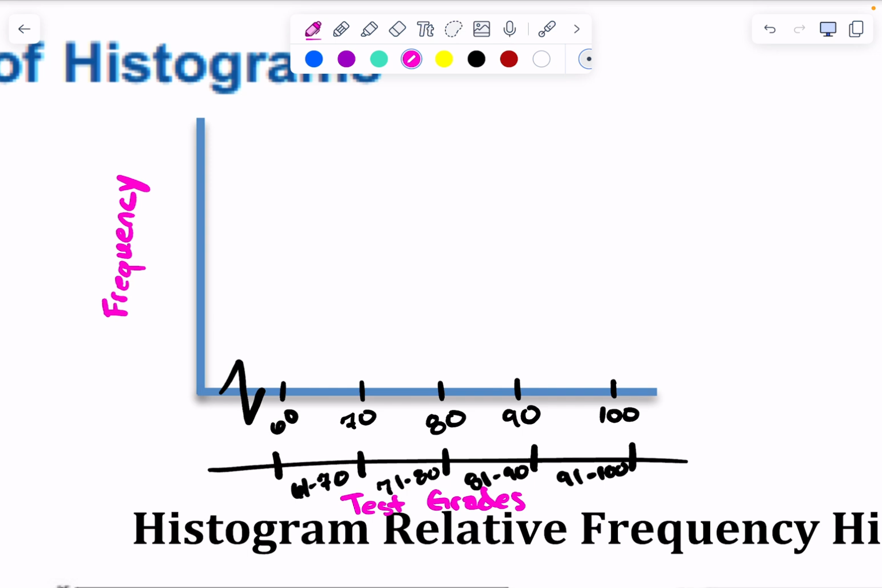Axes. Axes. Why is there not an axis? I don't know. Anyway, sorry. Yeah, that's very interesting.